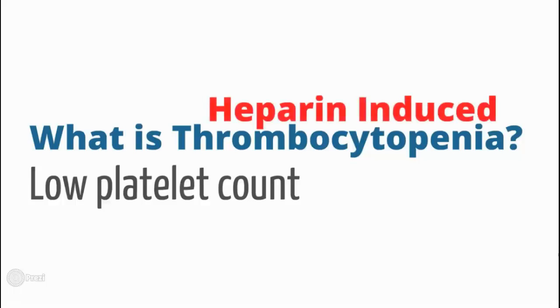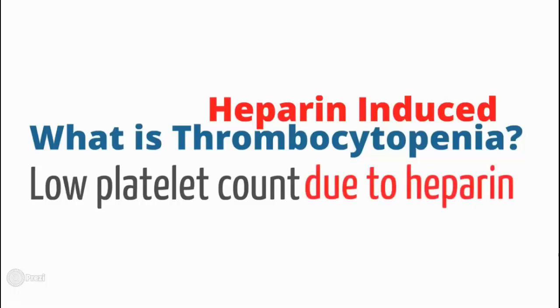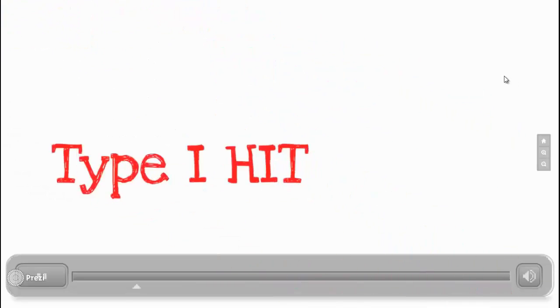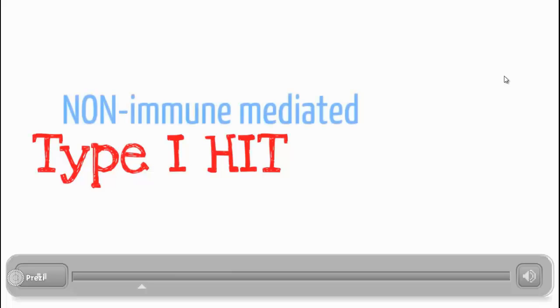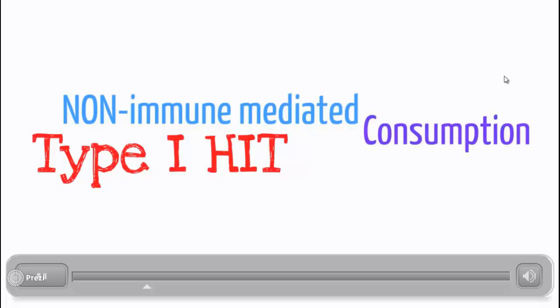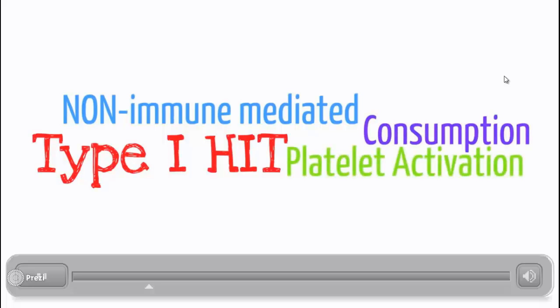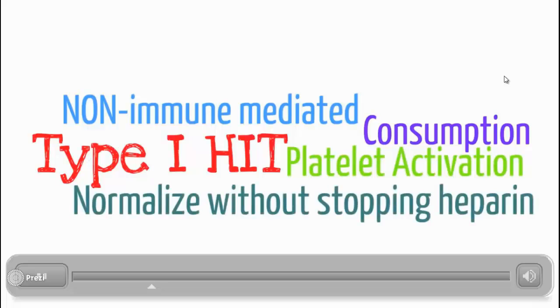Now, heparin-induced thrombocytopenia is when heparin, an anticoagulant agent that we use commonly in the hospital, leads to a drop in a patient's platelets. Now, there are two types of heparin-induced thrombocytopenia. There's type 1, which is a non-immune mediated process. In some people, heparin causes platelet activation, leading to a partial consumption of platelets. If you continue the heparin, the platelet count returns to normal within a day or two.